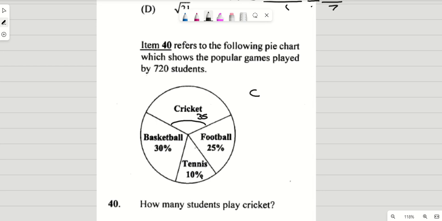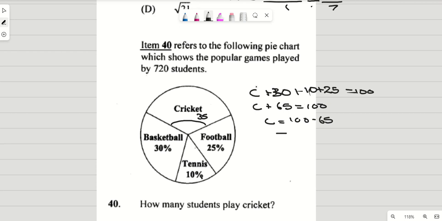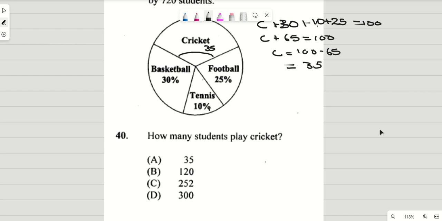So we will say cricket, which is C, plus 20, plus 30, plus 10, plus 25, plus 10 is equals to 100. If we want to find out the percentage, C plus 20, 30, 35, plus 30 is 65 is equals to 100. So C is equals to 100 minus 65, which is equals to 35. So yes, they said how many students played cricket.